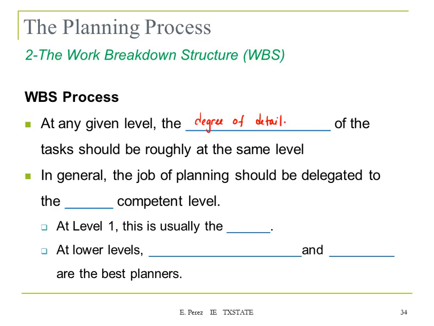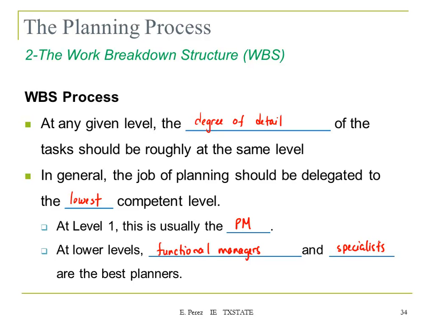In general, the job of planning should be delegated to the lowest competitive level. So at level 1, this is usually the project manager. At lower levels, functional managers and the specialists are the best planners. See, your project manager is going to tell you, okay, we need to do a marketing campaign, press the battery, new features.